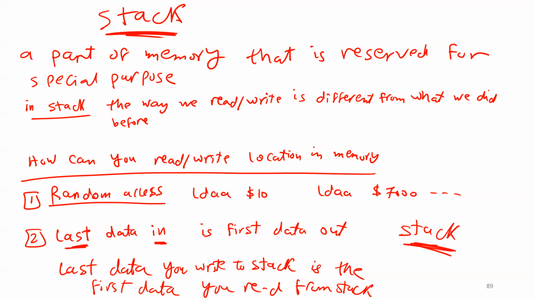So conclusion before we continue, very simple. A stack is a part, I'm going to take a part of the memory, I'm going to use it as a stack. So what do you mean by as a stack? It means the way I'm going to read or write is going to be different from what we did before. How is it different? Because in a stack, last in, first out. You got what I'm saying? So if you tell the stack, give me data, the stack is going to give you the last data you wrote, okay? Again, that's how it works.